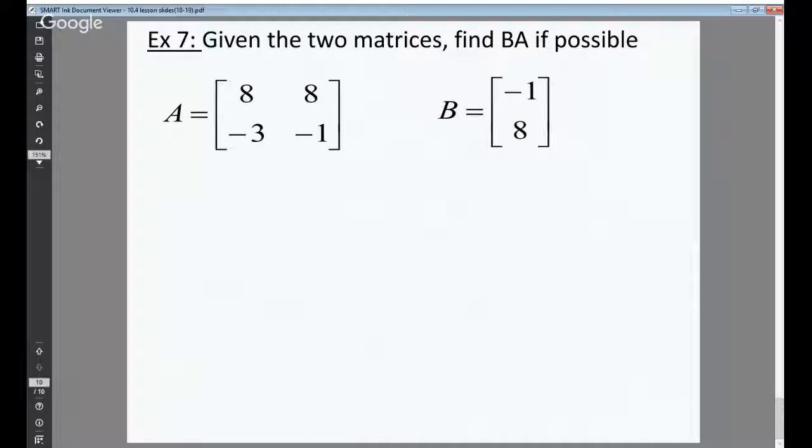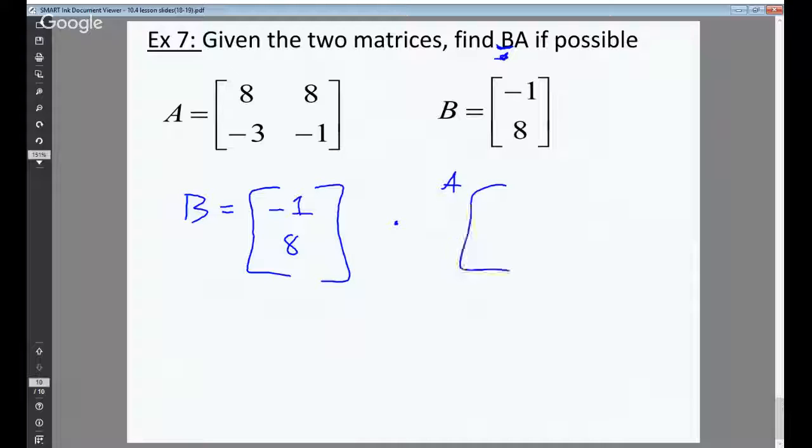Okay, next one. Same two matrices, only this time we want to see B times A. Since the B is in front, you better write that B in front. If you don't, I will haunt you in your sleep. Here we go. -1, 8. Matrix B is in front. Then multiply by matrix A, which is 8, 8, -3, -1.